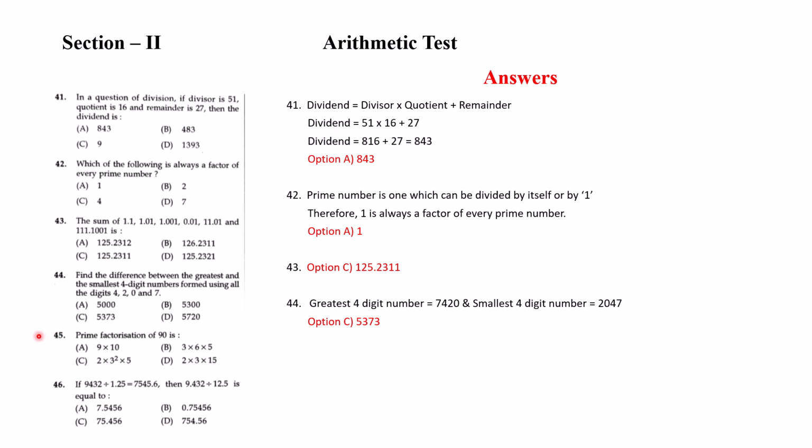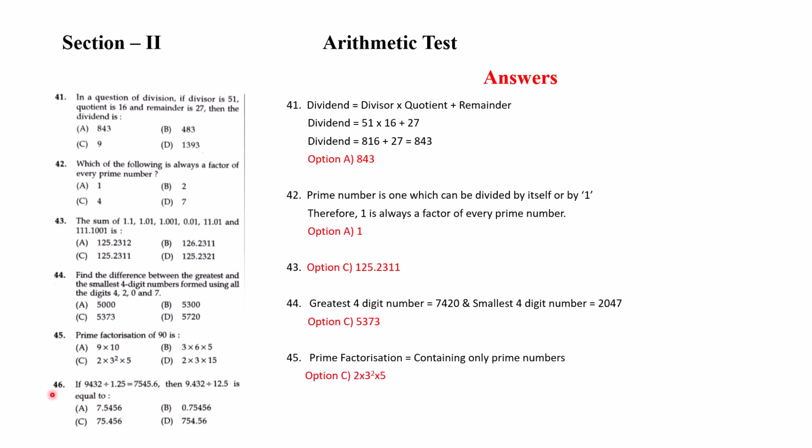Now coming to the next question, 45: the prime factorization of 90 is which one? If I see options A, B and D, there are composite numbers present in all these three options, that is 9 and 10 here, 6 here and 15 here. These are not prime numbers. Prime factorization contains only those numbers which are prime numbers. Here 3 square is given, and 3 square is nothing but 3 into 3. Therefore the prime factorization of 90 would be option C, 2 into 3 into 3 into 5. So the correct answer for question number 45 is option C.